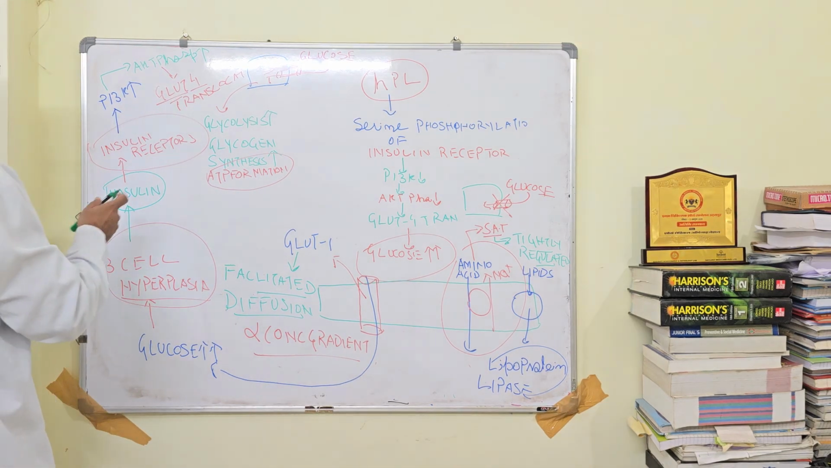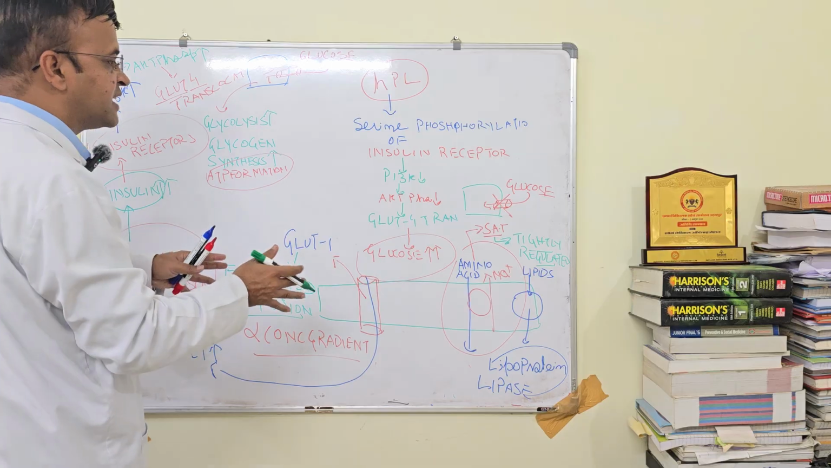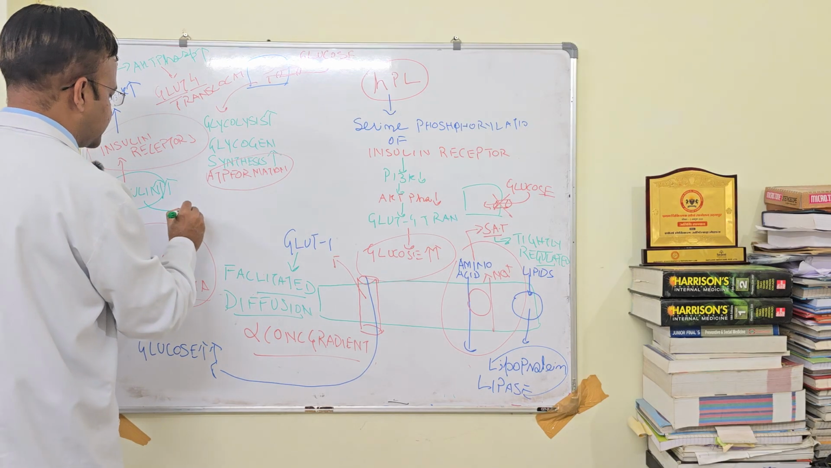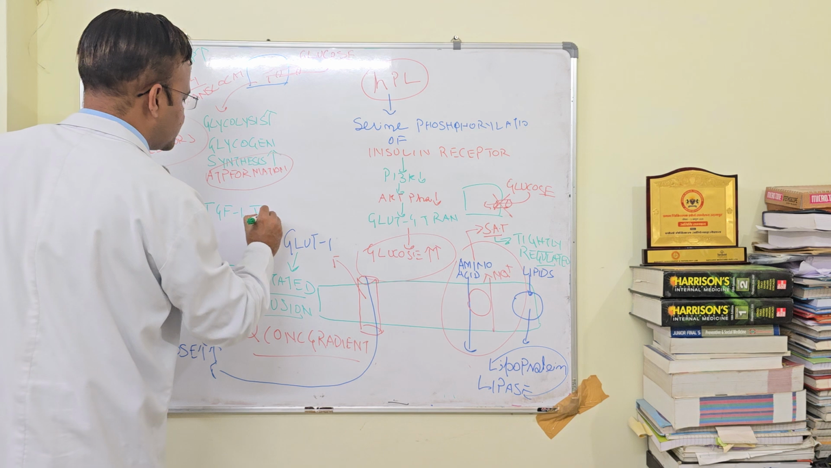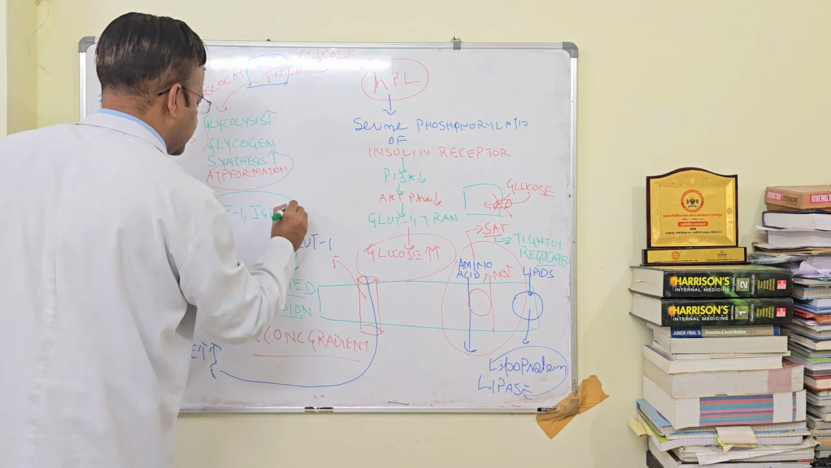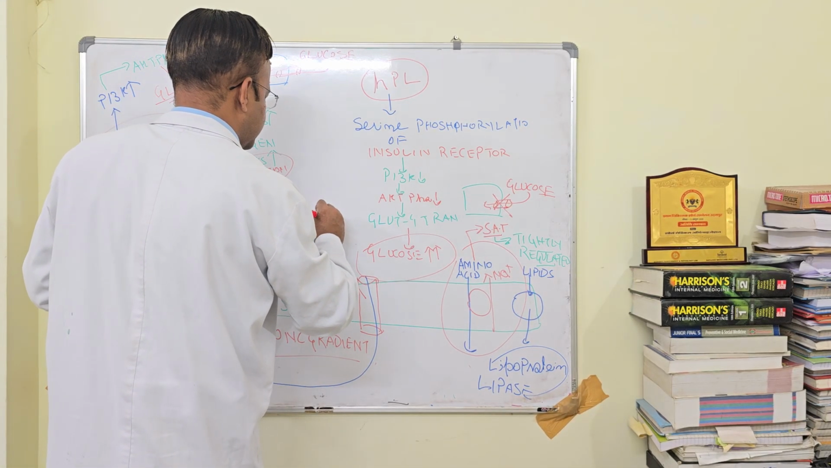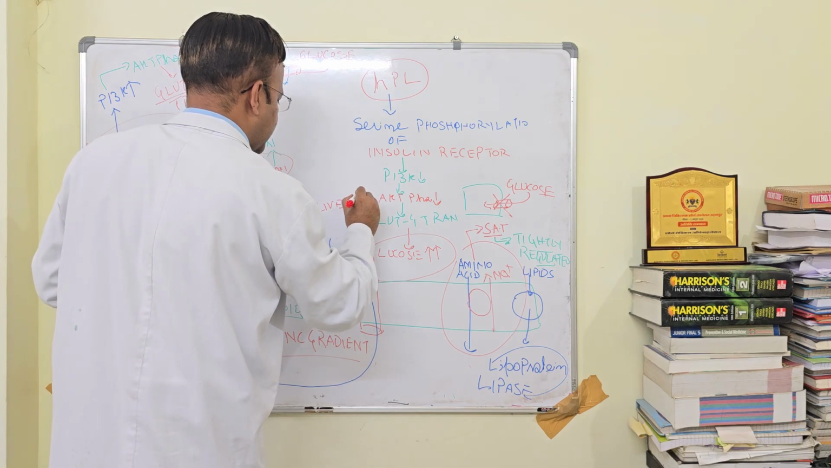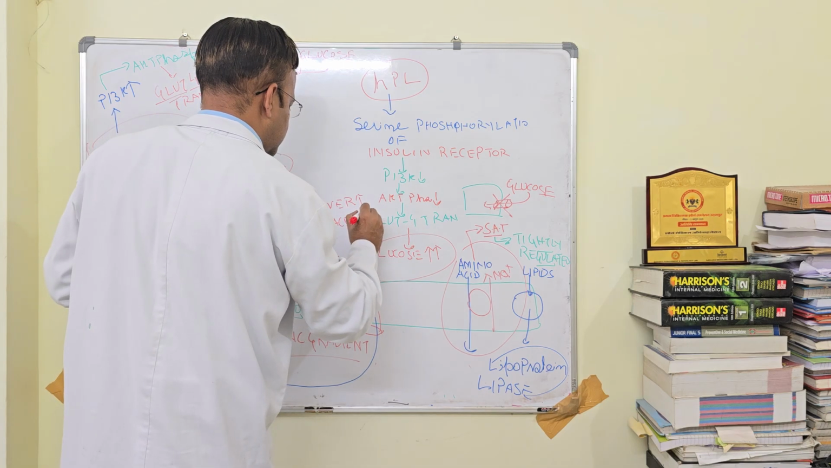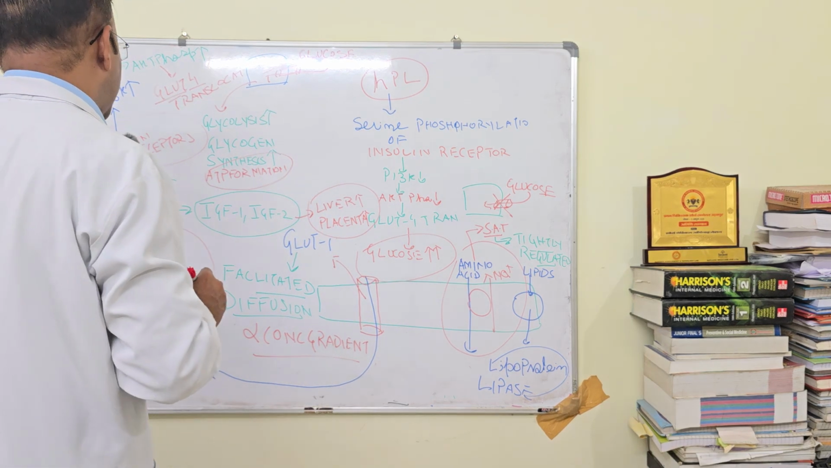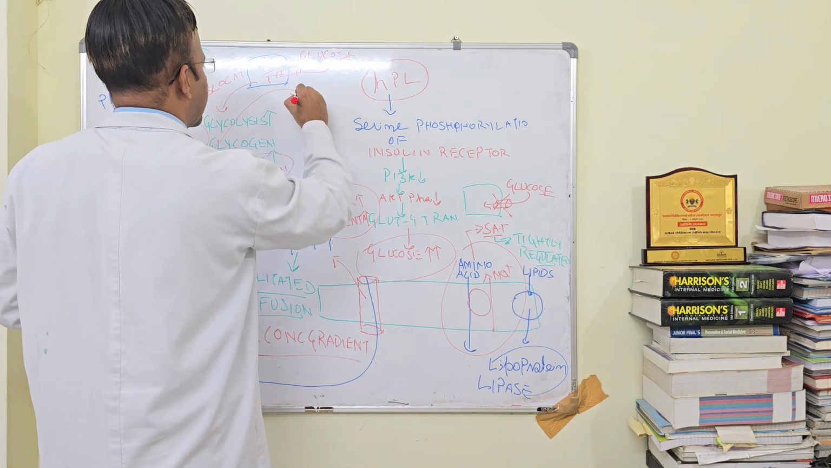Now, since the insulin has increased, and this is very important, this insulin, apart from acting on insulin receptors, can also act on IGF-1 receptors, the insulin-like growth factor. It can act on IGF-1 and IGF-2. This can lead to the growth of liver and placenta. Apart from that, insulin can activate the mTOR pathway.